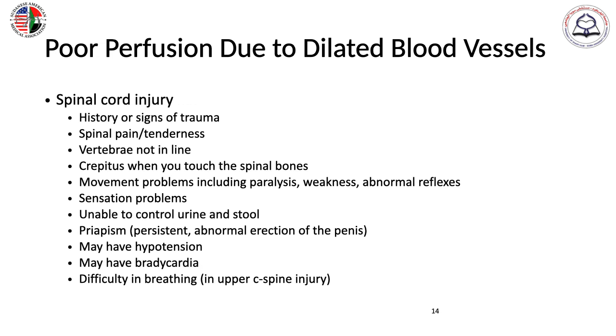Those with spinal cord injury can have a history of trauma, tenderness in the spine, lack of alignment of the spine, and presence of crepitus, and they can show neurological deficit by loss of motor function, loss of sensation, and bladder control. Some can have priapism. Those with spinal shock can have bradycardia and hypotension, and sometimes difficulty in breathing.